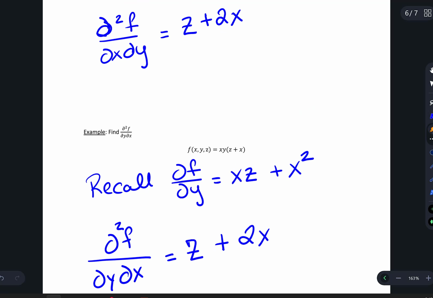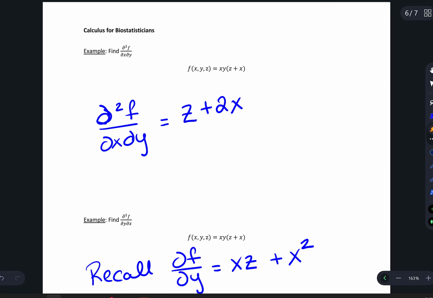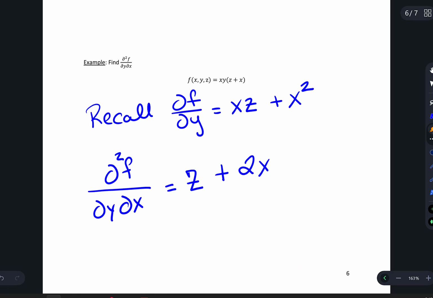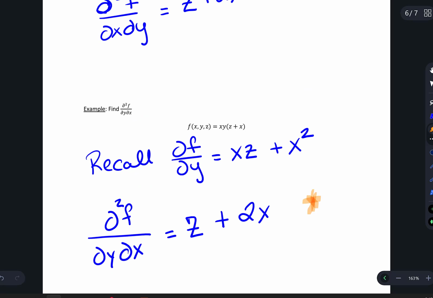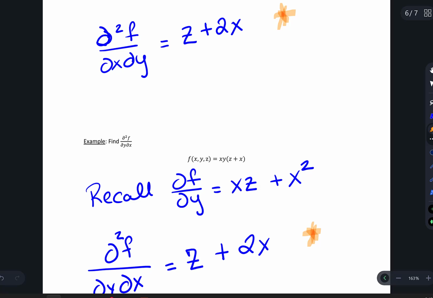Notice that first we found the partial derivative with respect to x and then the partial derivative with respect to y, and we got z plus 2x. Next, we found the partial derivative with respect to y and then took the partial derivative with respect to x, and we got the exact same thing. In both cases, we got z plus 2x.